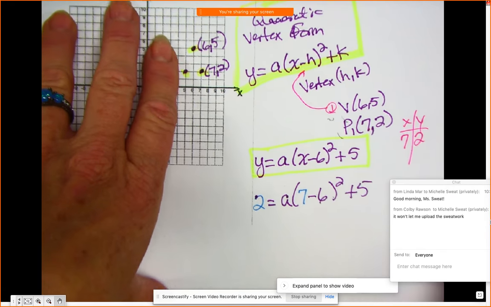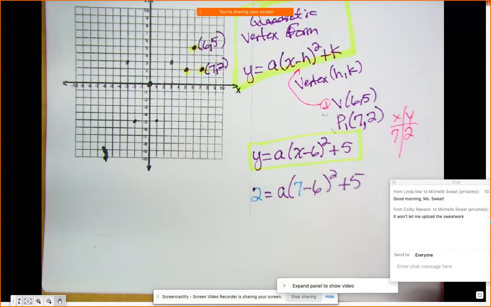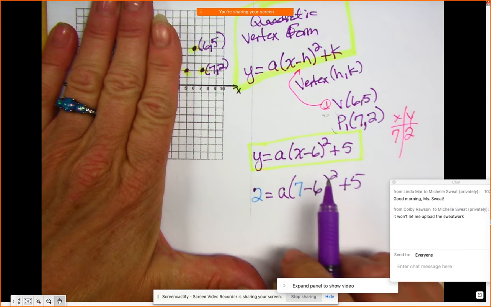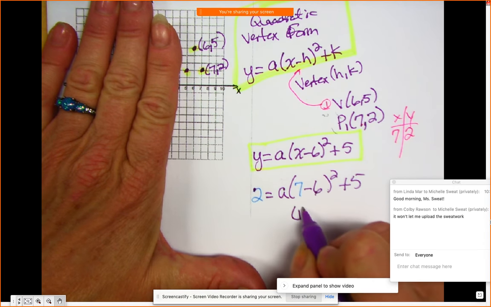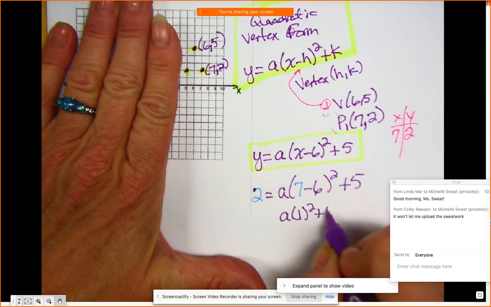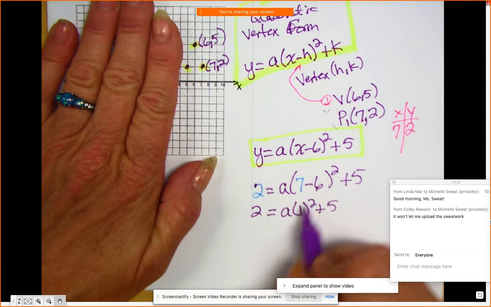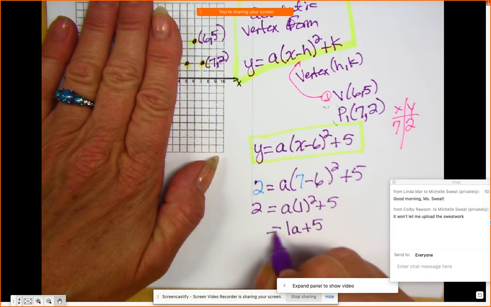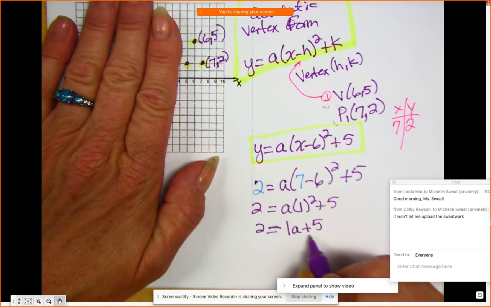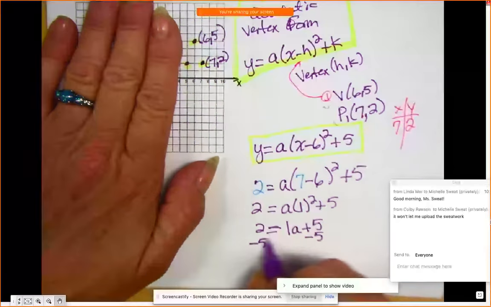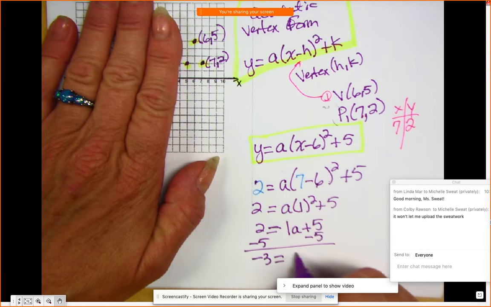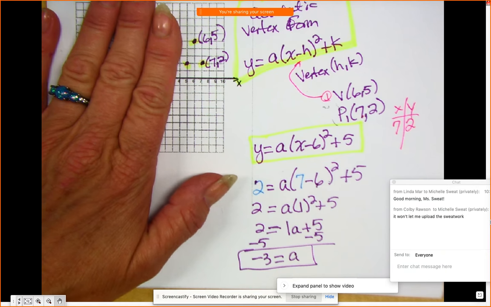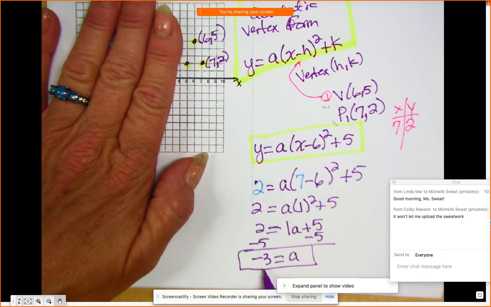Can I solve this? Yeah, it's not hard. The math is pretty simple. 7 minus 6. If you have to use your fingers, great. Use your fingers. 1. I'm showing all my steps. 1 squared happens to be 1. Okay, so basically all I have to do now is subtract 5 from both sides, and I'll figure out what a is. Remember at the beginning when we were looking at it, we said, hey, I know this parabola is going downhill, so I'm expecting it to be negative. Look what I got, a negative 3.